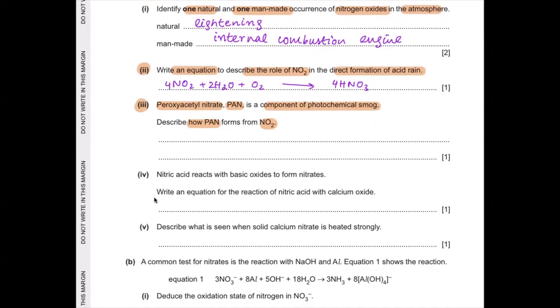Okay, so what happens, if you recall, there are volatile organic compounds which are also called unburnt hydrocarbons. So nitrogen dioxide reacts with volatile organic compounds, which we call VOCs, in sunlight.